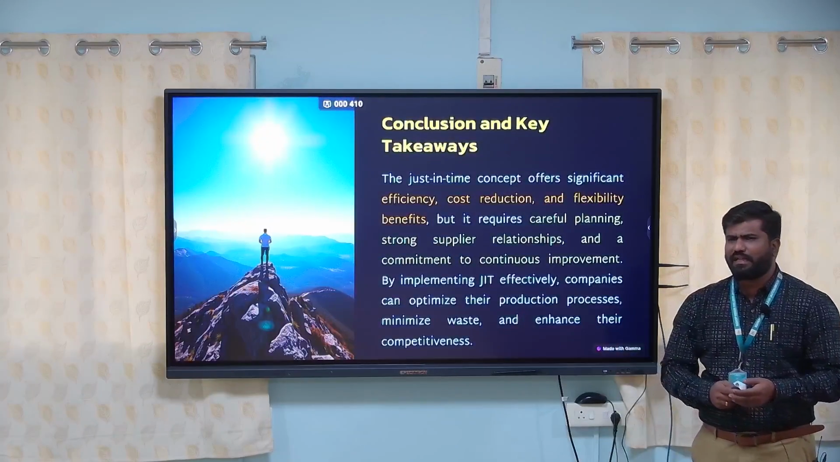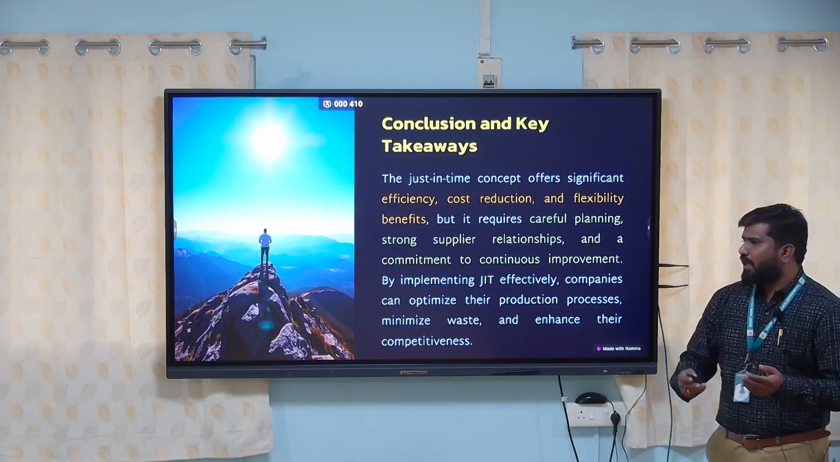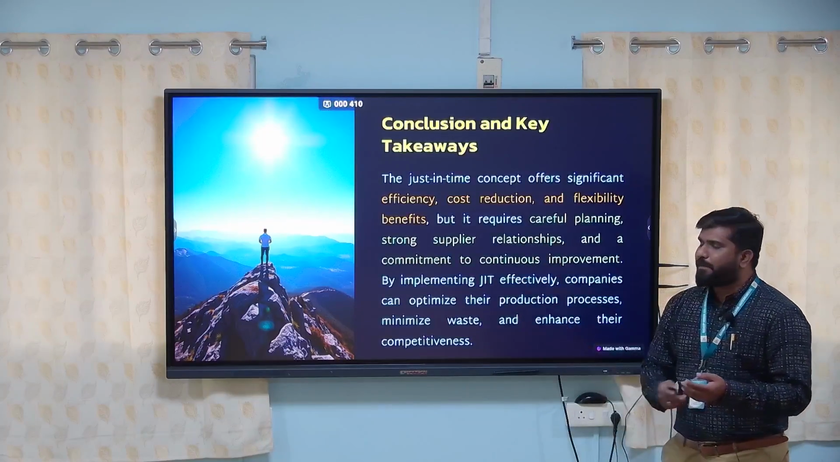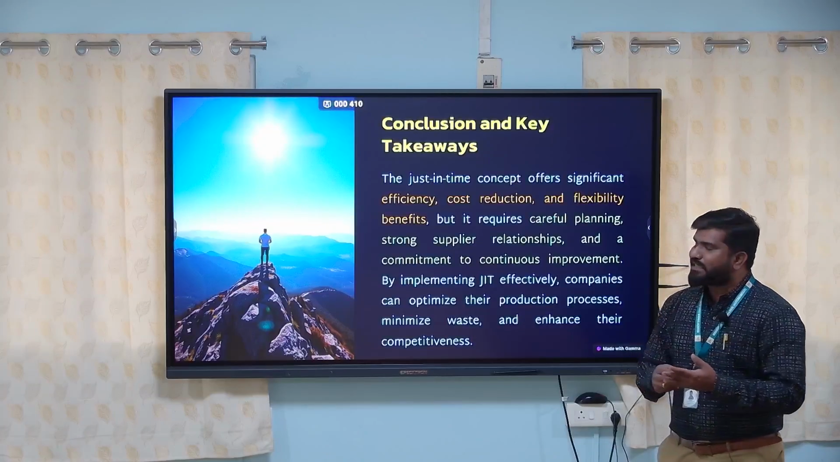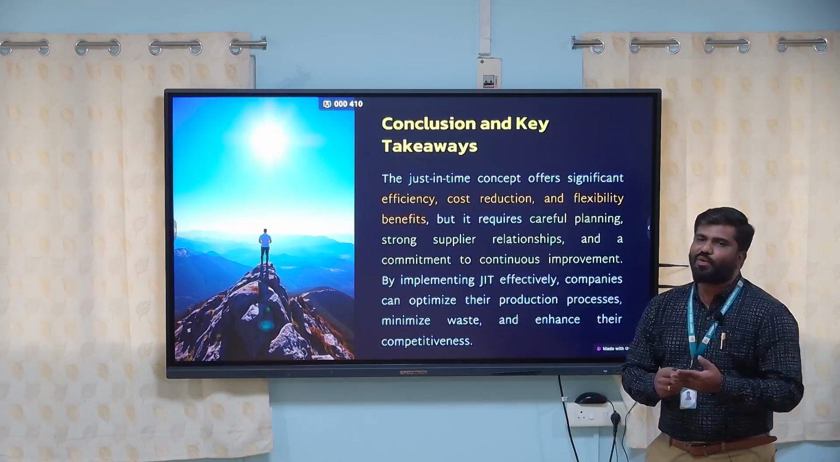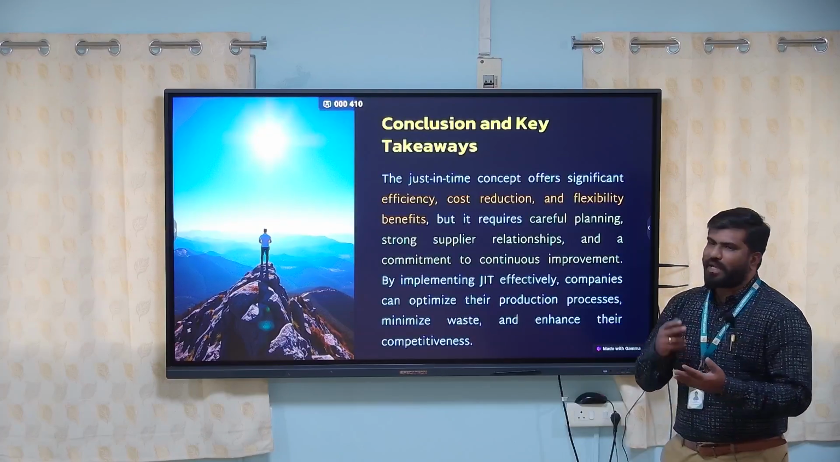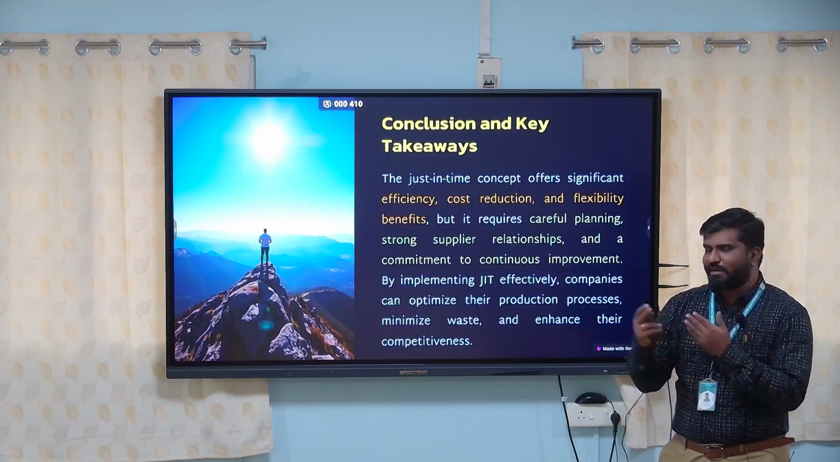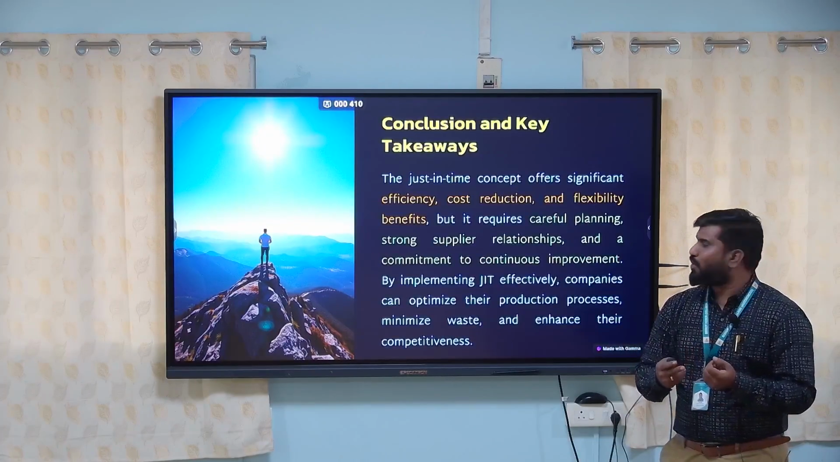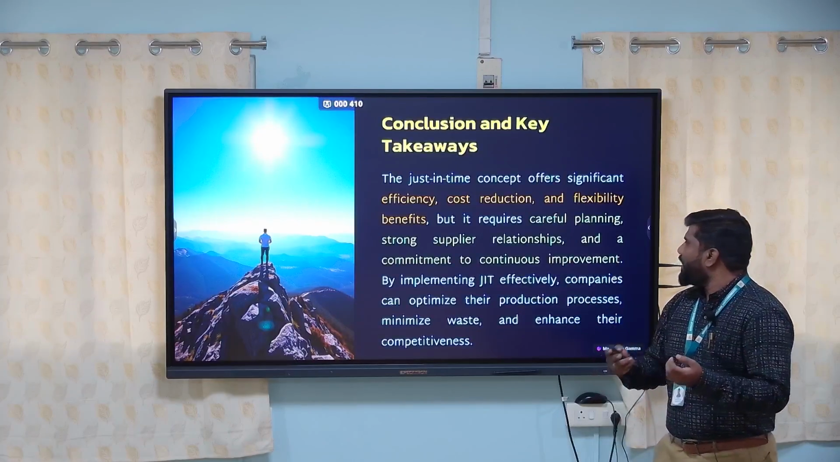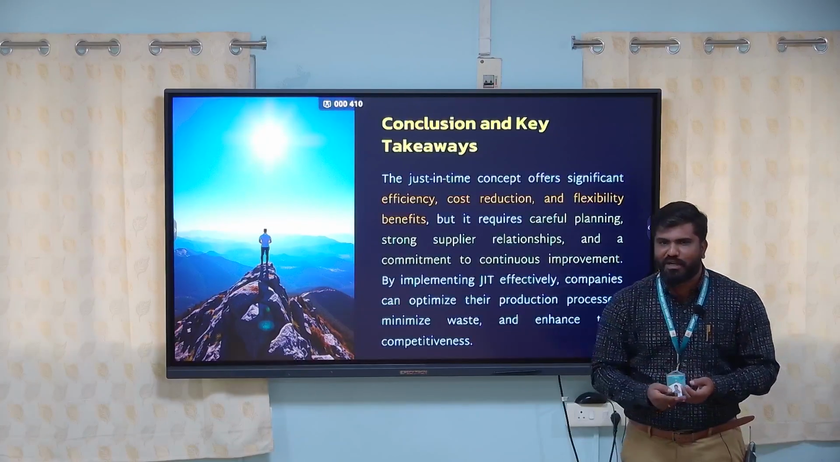So what are the takeaways we have to have? The conclusion is: efficiency, cost reduction and flexibility are the benefits which we are going to enjoy with the use of just in time. But we have to be assured of careful planning, strong supplier relationships and commitment towards continuous improvement in the process.